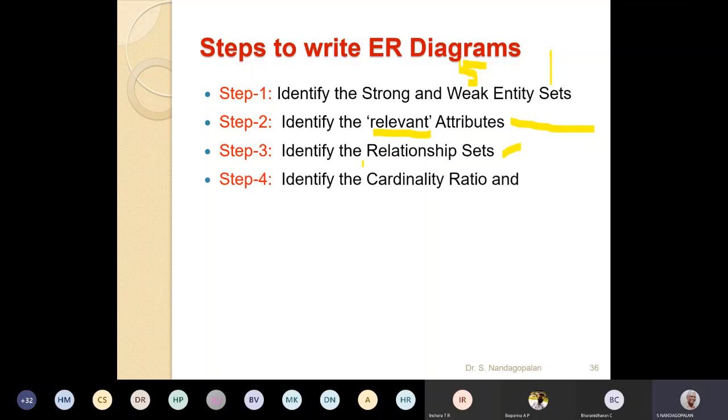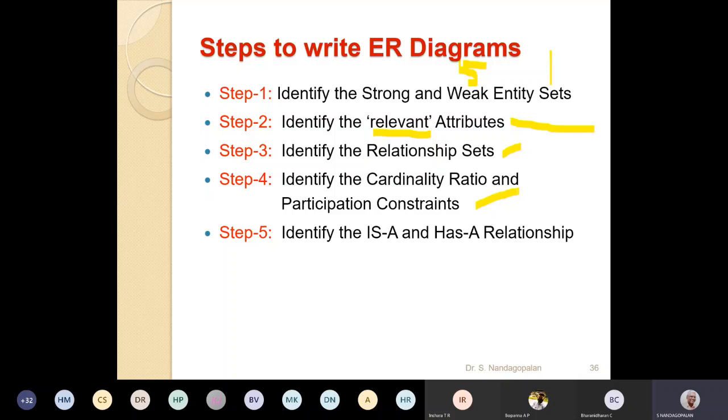Step 4 is cardinality ratio: 1:1, 1:many, many to many, and partial or total participation. All these constraints, cardinality and participation constraints, need to be written on your ER diagram, because now you have all entity sets and all relationships shown. Now you have shown the cardinality and participation constraints. Now it's very clear that partially my ER diagram is ready.